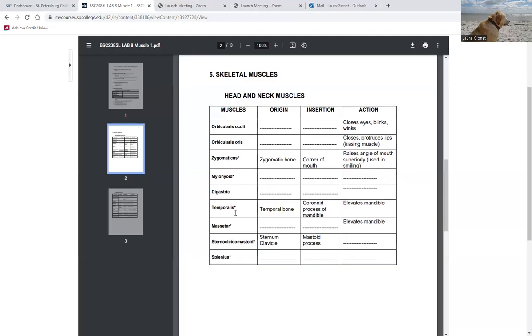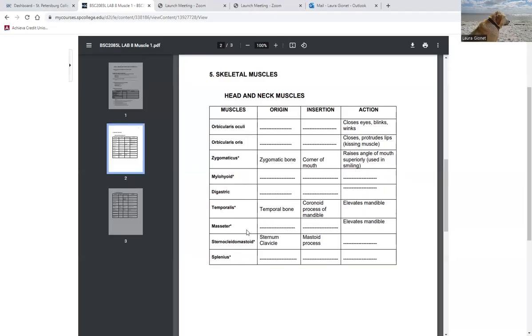Okay, then we have temporalis. Temporalis is named for the bone that it originates on. So it originates on the temporal bone and inserts on the coronoid process of the mandible. And it elevates the mandible, as in closing the mouth.